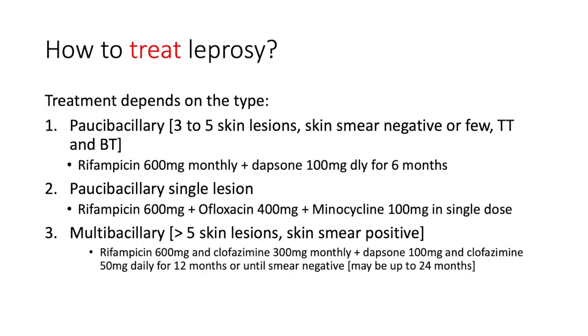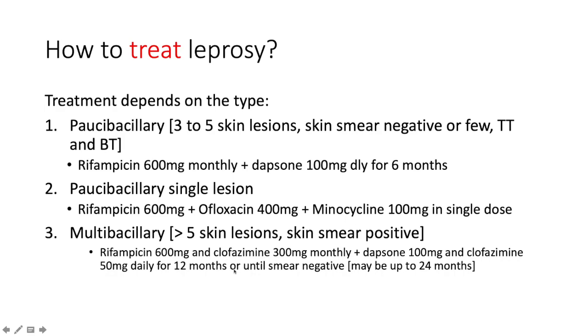So how does one treat leprosy? Well, it depends on the type, and we said that there are 5 different types. If it's paucibacillary, implying that there are 3 to 5 skin lesions, the skin smear is negative or few, and it's the tuberculoid or borderline tuberculoid variant, then we treat with rifampicin 600 milligrams monthly and dapsone 100 milligrams daily for a period of 6 months. If it's a paucibacillary single lesion, then you treat with rifampicin 600 milligrams, ofloxacin 400 milligrams, this is a fluoroquinolone, and minocycline 100 milligrams in a single dose.